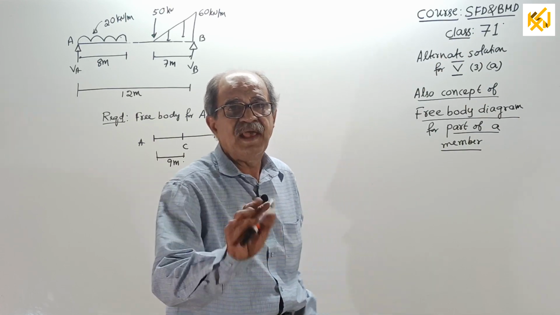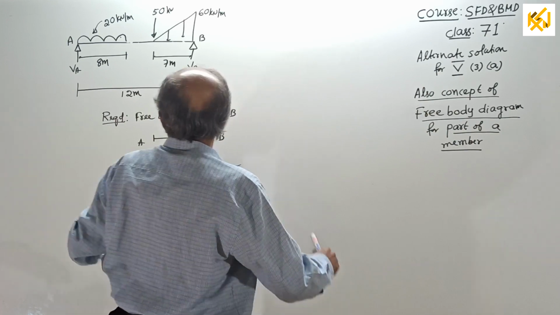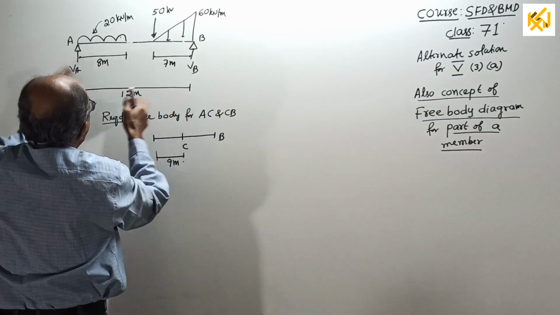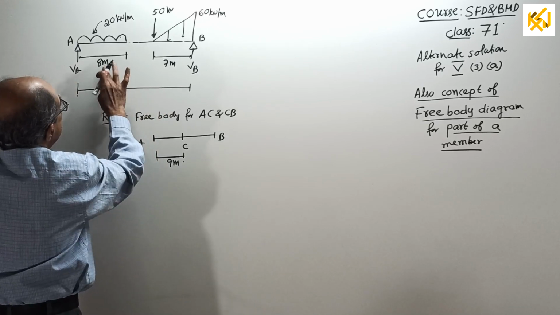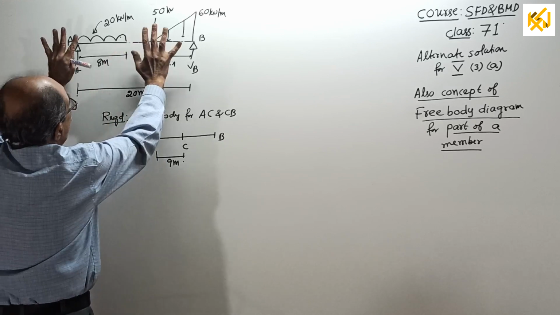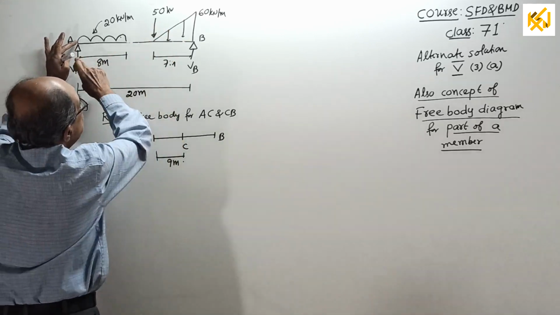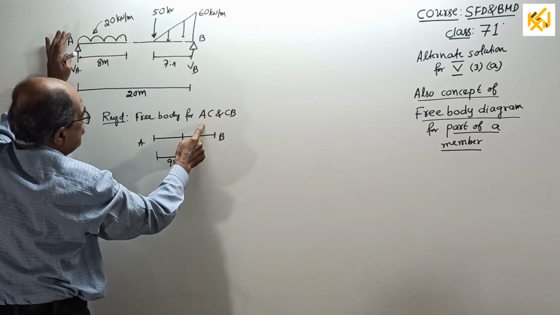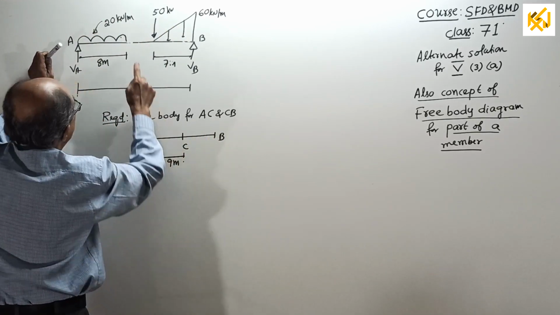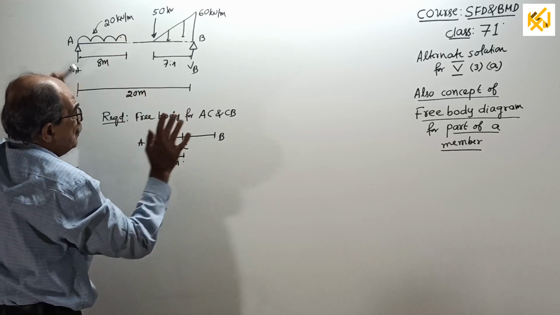So I have taken a small example. Consider this beam, just randomly one beam. The span is not 12 meter. I first set for 12 into 20 meter. I want free body for AC and CB separately. Where is C? This end is A, this end is B. C is at 9 meters from here, somewhere here. What to do?